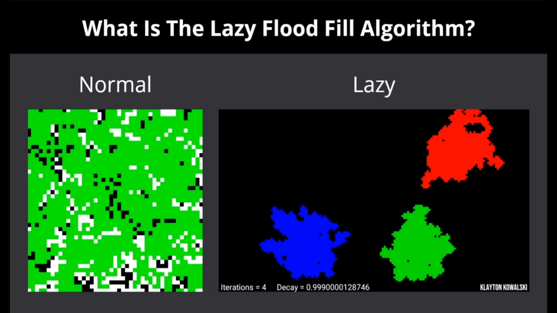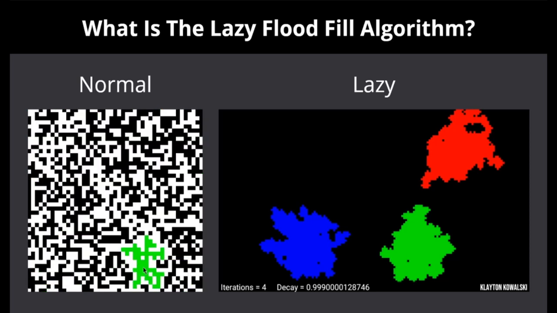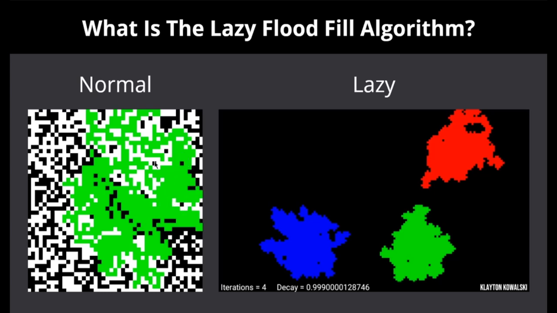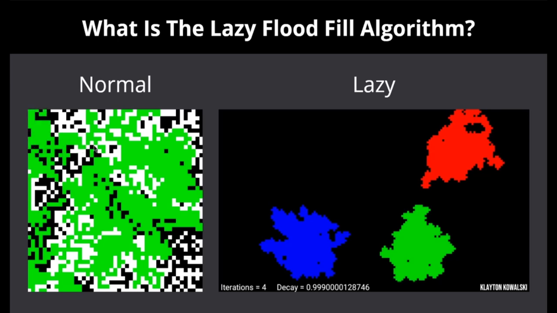A game I'm working on requires that I randomly generate biomes on my terrain. I want the biomes to look like blobs that have rigid edges and adjustable sizes. In order to accomplish this, I came up with what I call the lazy flood fill. You can see the results of this algorithm in the image on the right side of the screen.